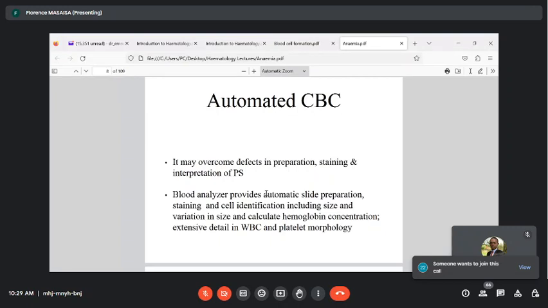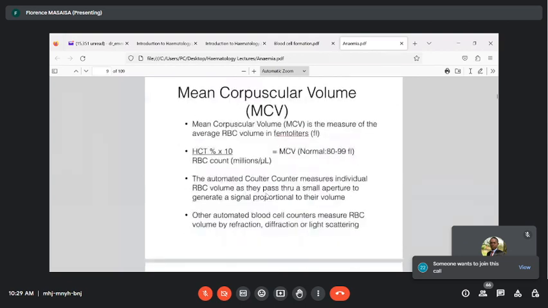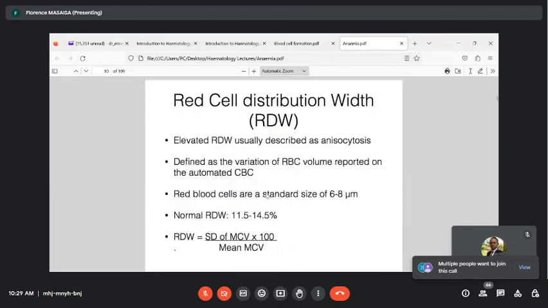So sometimes the automated machine may also give you some details about the size, but it's also good to look at the peripheral blood, to see whether what the machine is saying is correct or not. I've shown you how to calculate MCV. We have also talked about red cell distribution width, which measures the rate of variation in size. We have discussed that.